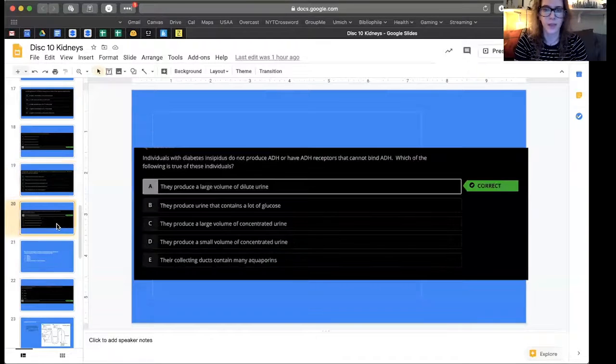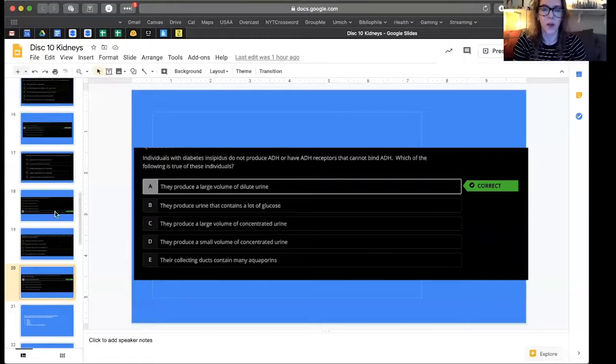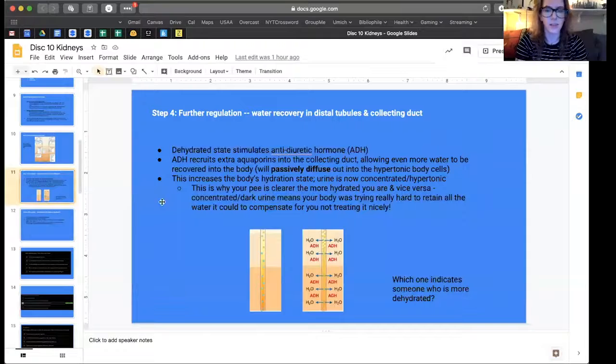Alrighty, and we can see that the answer is actually A. They produce a large volume of dilute urine. So if we look back at the structure here, this is easy to see. These are the two situations that we could have. If we have this normally functioning system of ADH regulation, a dehydrated state will induce ADH to increase, which will allow these aquaporins to be recruited, which will then allow the water to go out to reclaim more of that water for the actual use of the body rather than to excrete it.